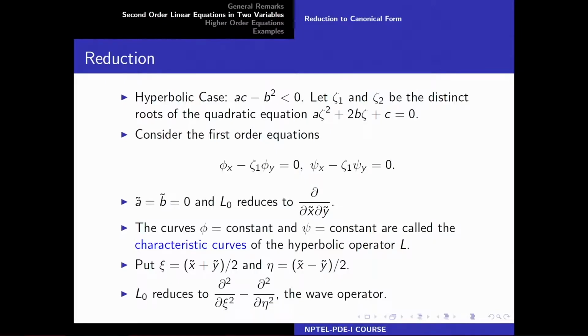Okay. So, in this hyperbolic case we are able to find phi and psi explicitly, and finally getting the equation reduced to a pure second order form. So, this is a typical wave operator. So, del square by del zeta square minus del square by del eta square.